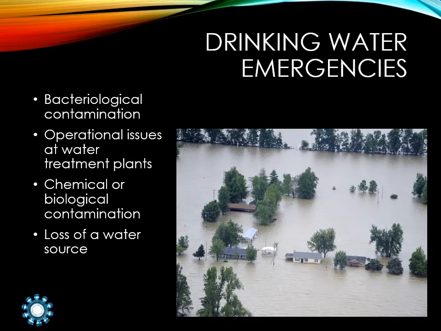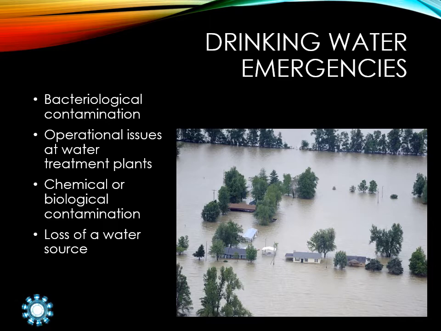A lot of different issues can cause a drinking water emergency, including bacteriological contamination of the water system, which can be due to structural problems in the water system, such as a water line break. Bacteriological contamination can also occur during extreme weather events, which result in a loss of power or stormwater inundation of the water system. Operational issues at a water treatment facility can also cause a drinking water emergency. Things like high turbidity or low chlorine residuals interrupt the water treatment train.